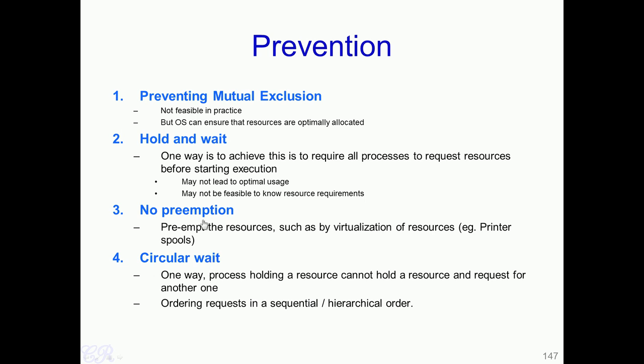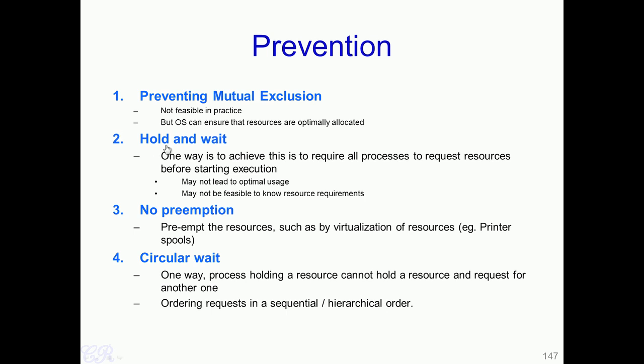So, preventing mutual exclusion. In practice this is not feasible. We will not be able to always prevent mutual exclusion. For example, take the case of a printer resource. It always needs to work or print corresponding to a particular process. So, it cannot be simultaneously shared with 2 processes unless it has a spool present in it. However, this being said, the operating system can ensure that the resources are optimally allocated.